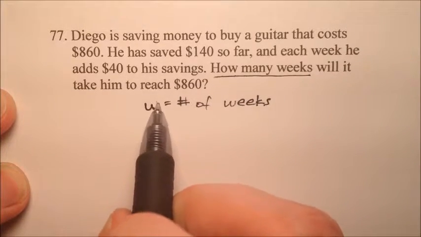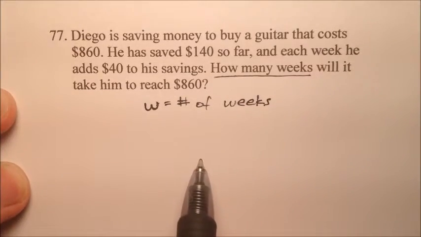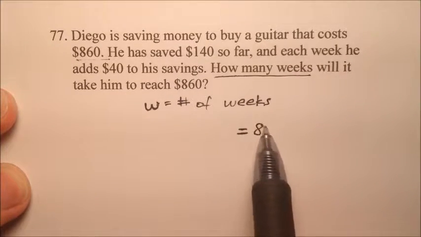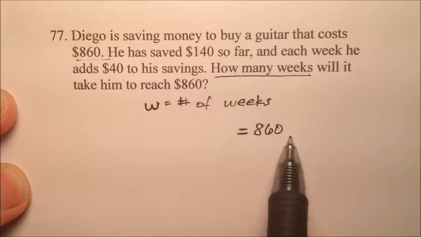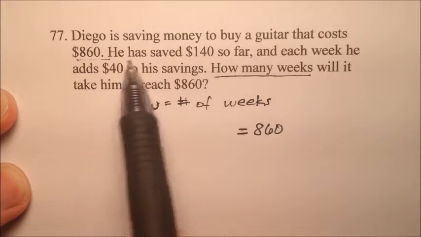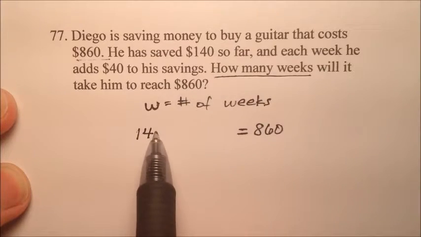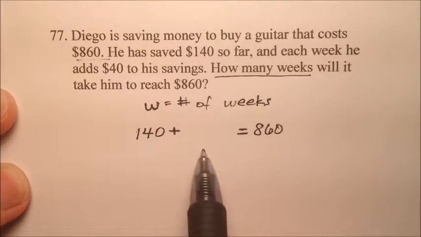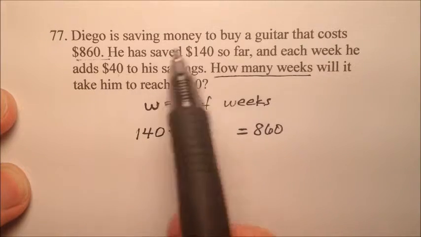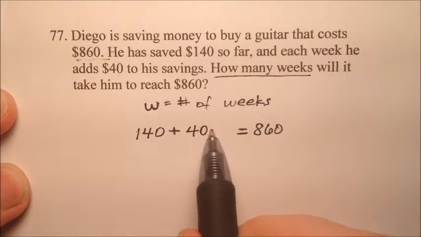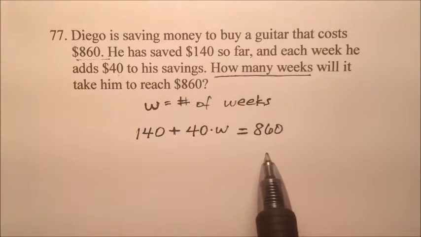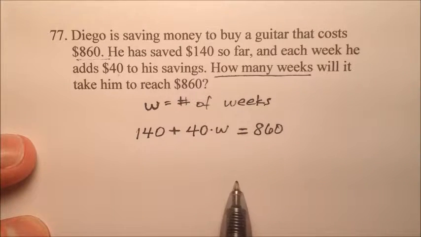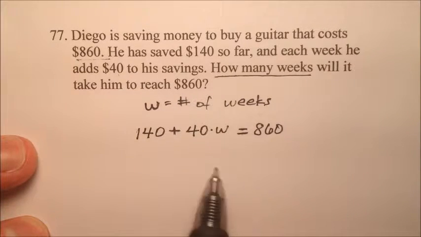Okay, so now that we know W is our variable, how can we set up our equation? Well, we know that the total of the guitar is $860. So whatever I do, I'm going to put equals 860 because that's our total bill. I know that he has saved 140 so far, so I'm going to put this 140 over here, plus some business, hopefully, that he's saving each week, and it looks like he's saving $40 each week. So $40 each week times the number of weeks should give us the total of $860 when you add it to 140. So it looks like another nice two-step equation.